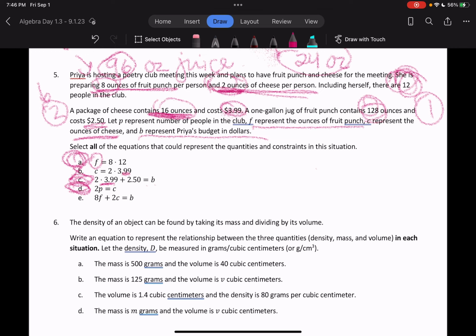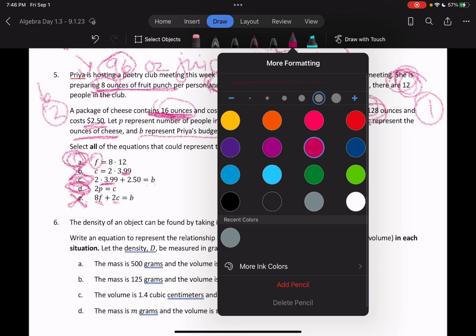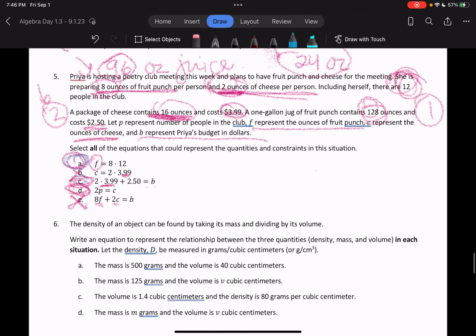And then E, 8F plus 2C equals B. Well, 8F would be 8 ounces times ounces of fruit punch. So that would be 8 ounces times 8 ounces plus 2 ounces of cheese times 2 ounces of cheese equals the budget. That doesn't make sense because nowhere in that equation is there money. We're all looking at ounces of cheese. So that cannot be counted as the budget. This is not super clear, so we're looking at A, C, and D. I don't think that helped, but that's what we can do.